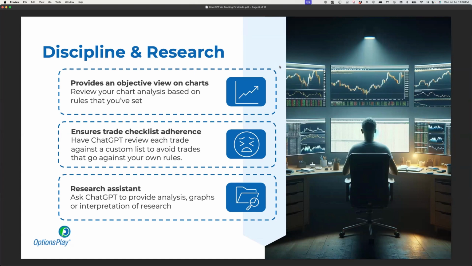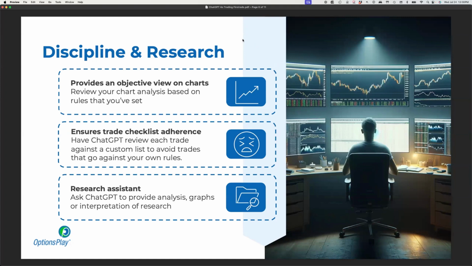And then lastly, I'll show you how you can use ChatGPT as a research assistant. If you worked as a professional on a trading desk somewhere, you would have access to research assistants that would help you do analysis on research, on charts, on graphs. We're going to show you how you can use ChatGPT to become your personal assistant on anything related to research.